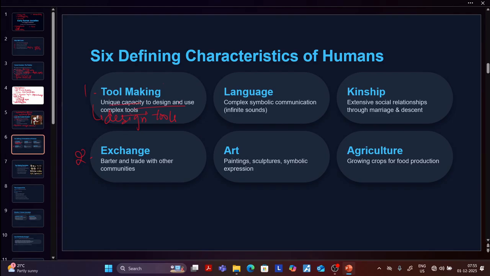Second, we have exchange. Humans barter and trade with other communities. This is profound because it means humans engage in economic activity beyond immediate subsistence. When you trade, you are taking something you value, giving it to someone else in exchange for something they value. This requires trust, it requires planning, it requires social bonds extending beyond family. Exchange is fundamentally a social technology.